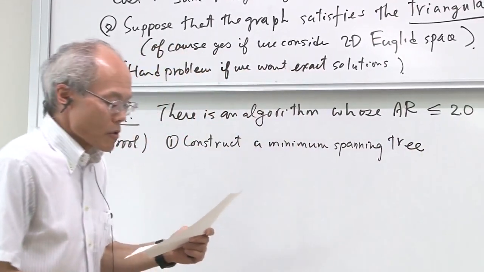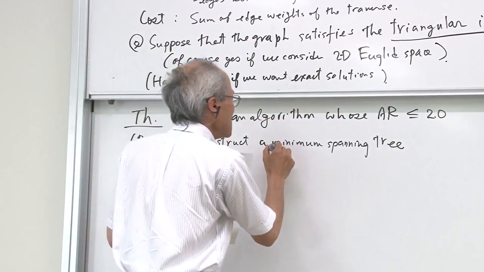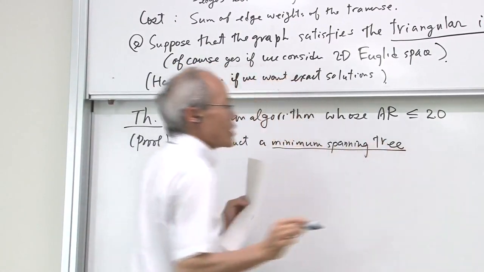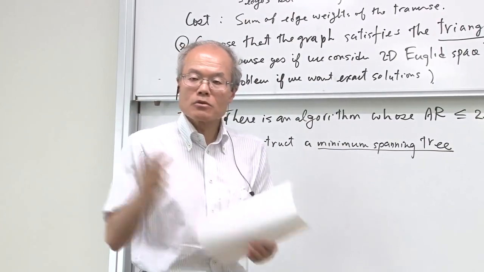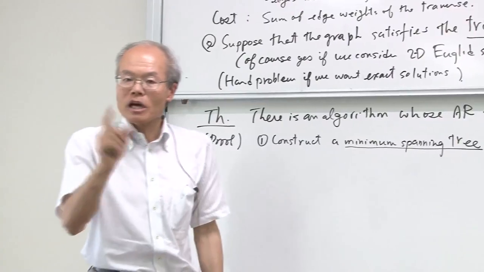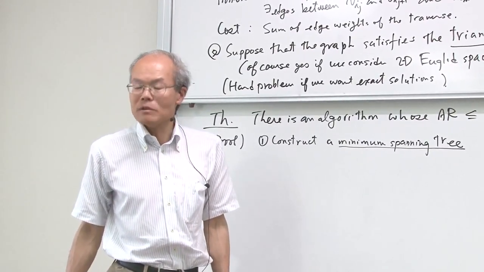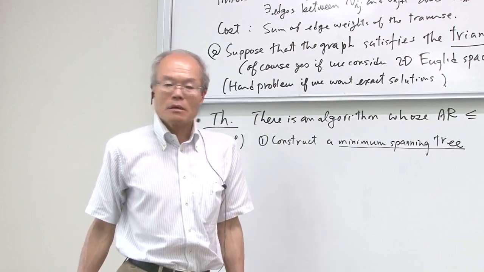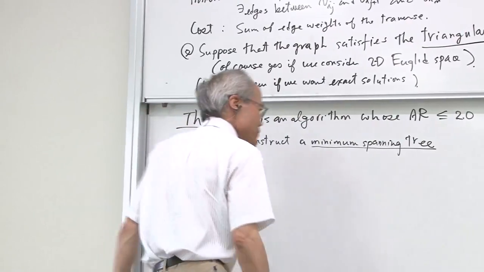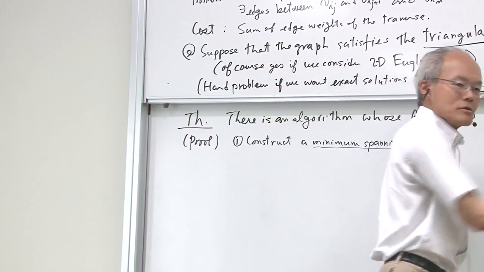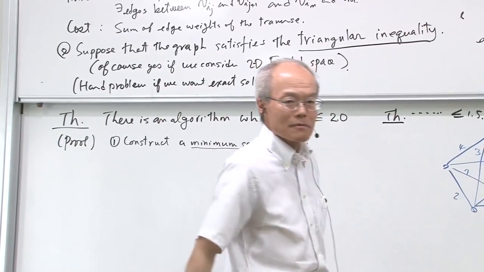The first step is to construct a minimum spanning tree. What is a minimum spanning tree? A minimum spanning tree is a tree which covers all nodes with minimum cost. This is much, much easier. For example, I'll show you how to obtain a minimum spanning tree in this graph.